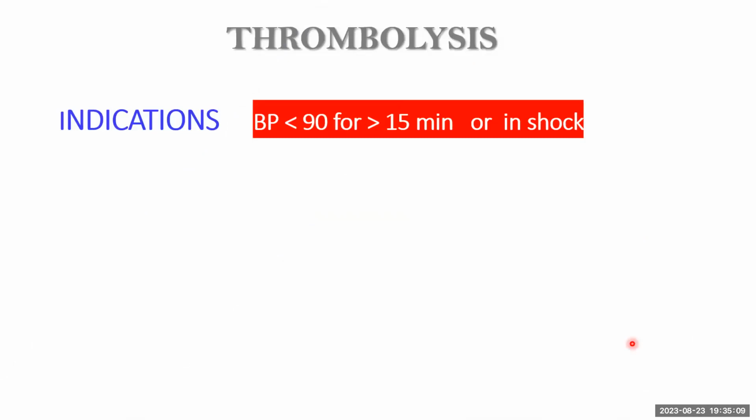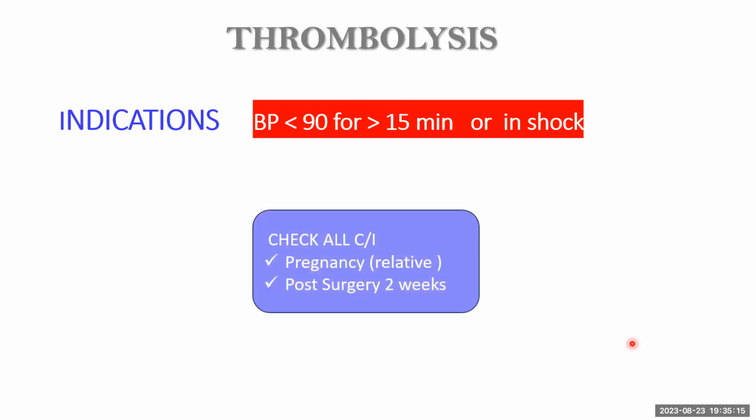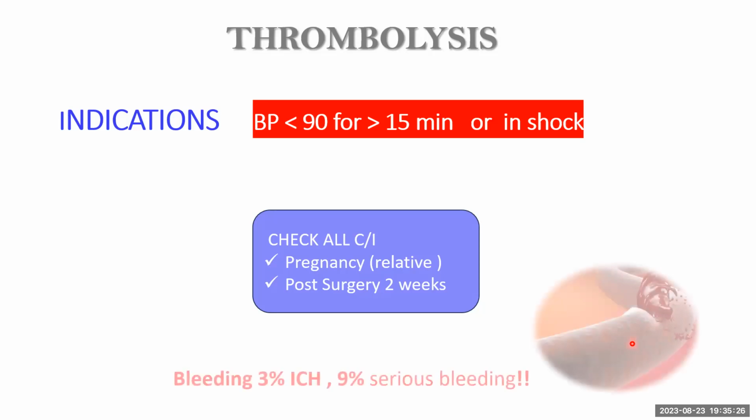Thrombolysis is indicated if the BP is less than 90 for more than 15 minutes or the patient is in shock. Check all contraindications again for thrombolysis. Pregnancy is a relative contraindication, and post-surgery, for 2 weeks after surgery, you classically cannot thrombolyze. Please be aware that the risk of bleeding is very serious.